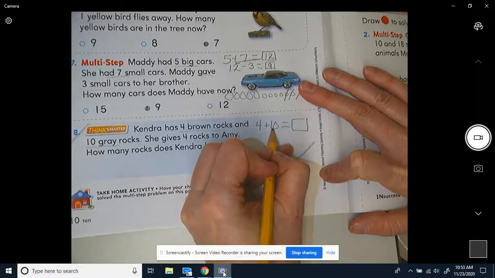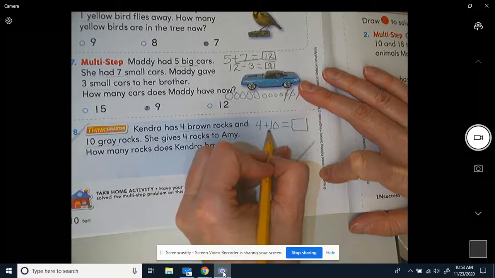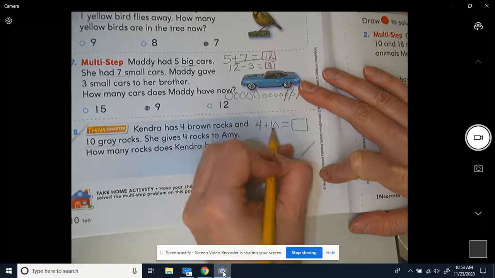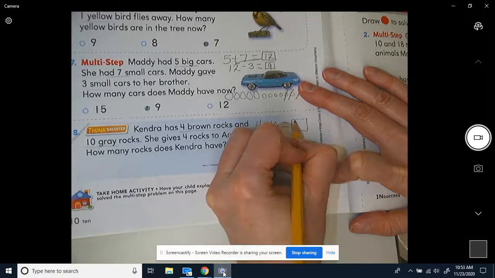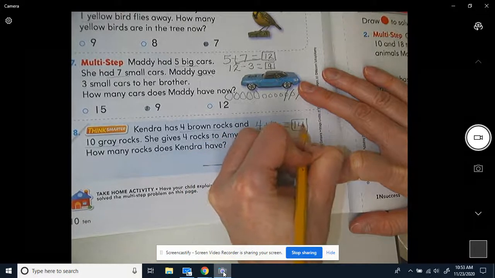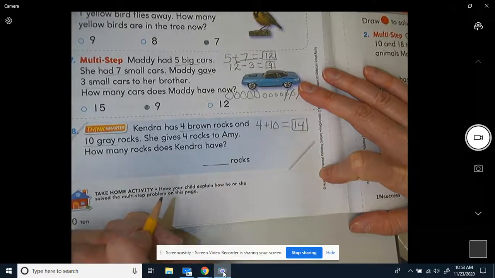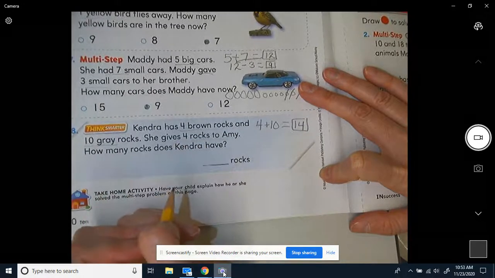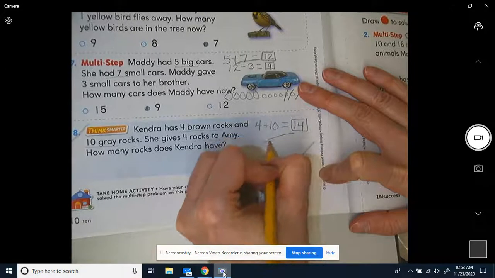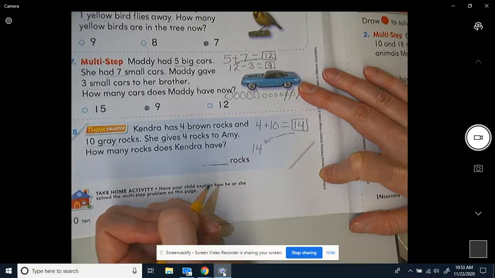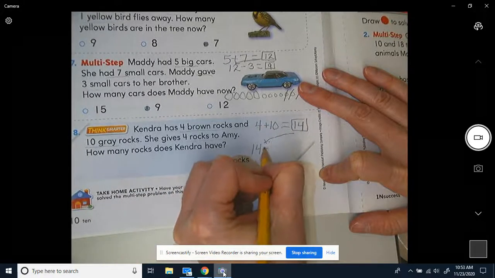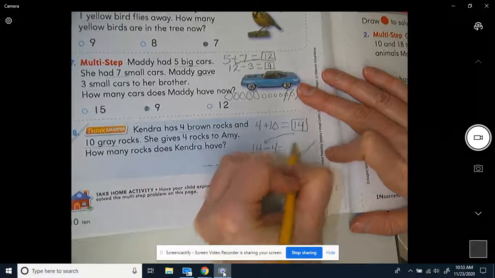Oh, it's a 10. I can use my secret code card strategy. I know when I add a number to 10, I can just put the number over the 0. So 4 plus 10 is 14. That's how many rocks she has. Now she gives 4 to Amy. Well, she has 14 now. She gives 4 to Amy. Are we going to add 4 or take away 4? We're going to take away 4, aren't we?